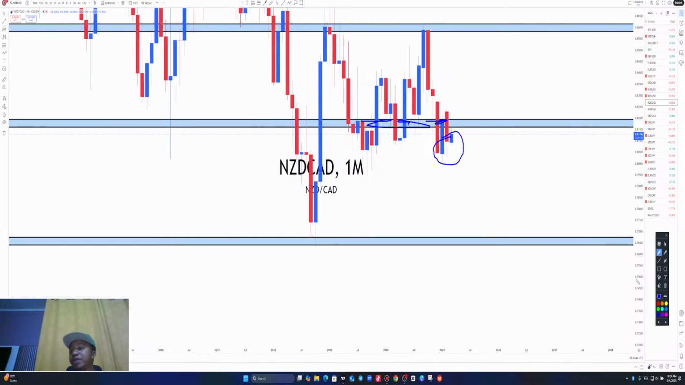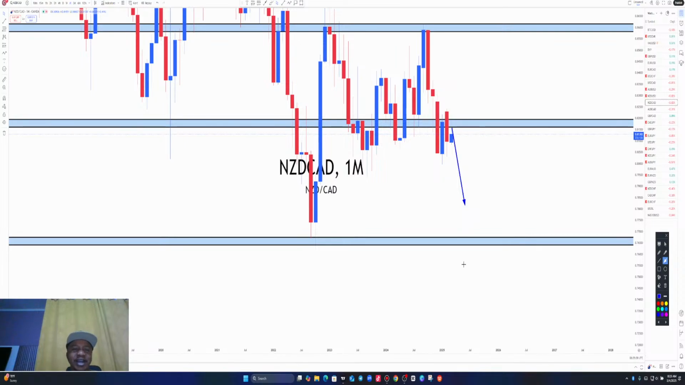So if price is trading below the monthly mid-range zone, that means there's a great probability that it is going to continuously drop all the way down. Because a break below tells us that sellers are in control. If there's a break below our support level, it means sellers are in control. So NZD CAD on the monthly time frame, price should be dropping all the way to the downside.